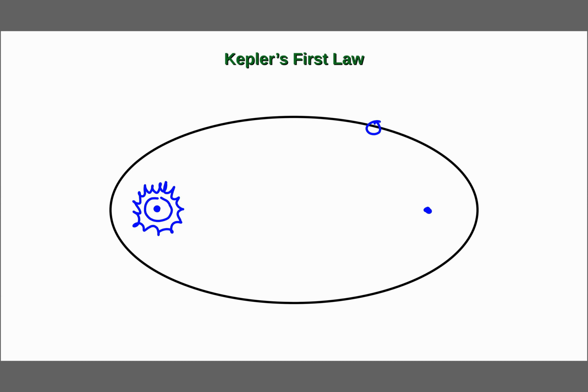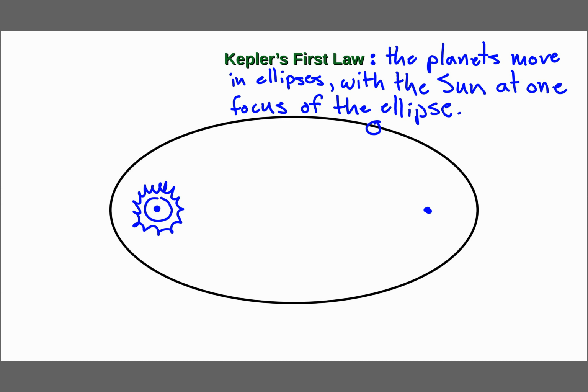So let's go to Kepler's first law. His first law is the thing that we've been discussing this whole time: the planets move in ellipses with the sun at one focus of the ellipse. That's Kepler's first law. So this first law is really simple to state, right? Just the planets move in ellipses. But it was a huge breakthrough at the time.